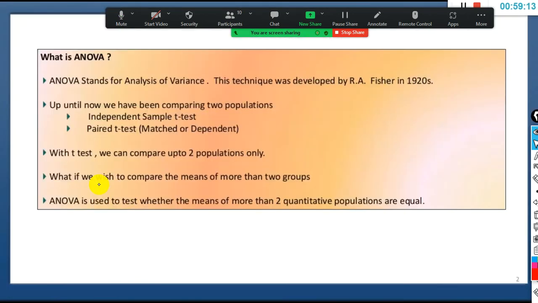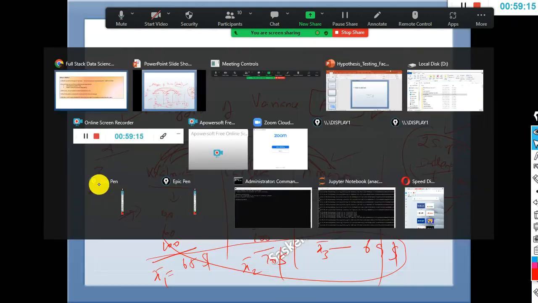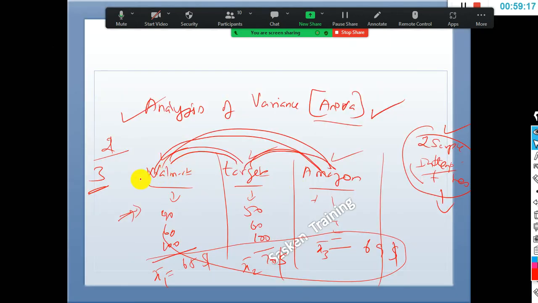With a t-test we can compare up to two populations. In my case, I have three populations, and I want to compare them. For that, I have sampled data from three different populations. How can I do that? For anything more than two groups, you need to conduct the Anova test.